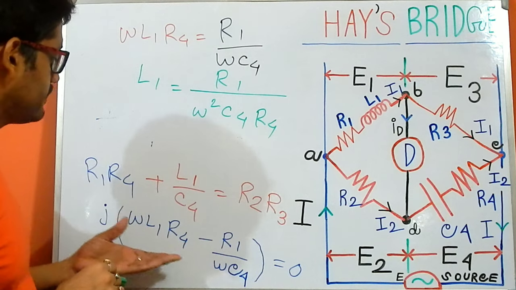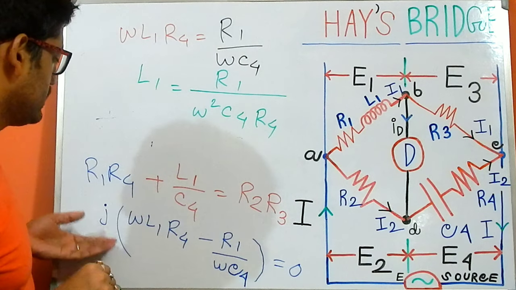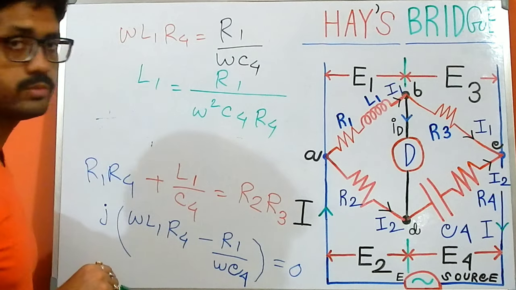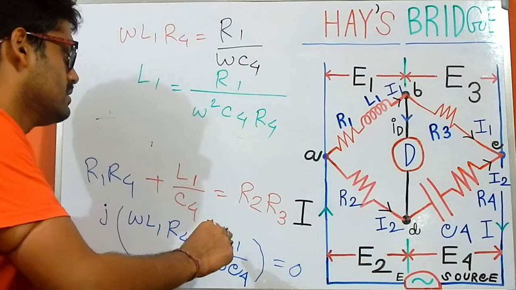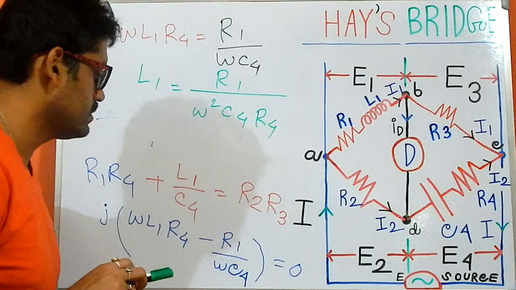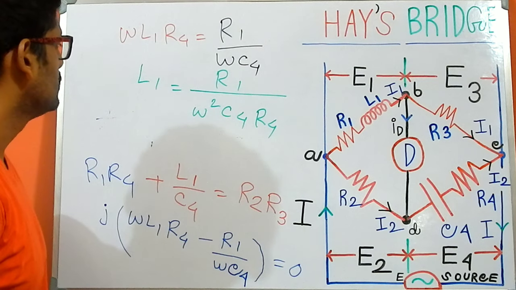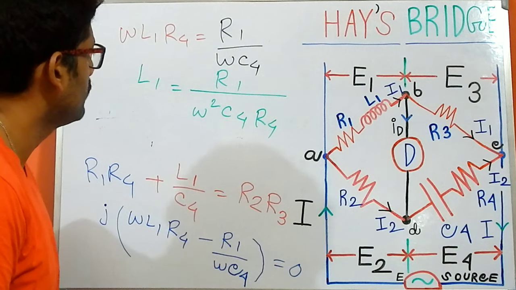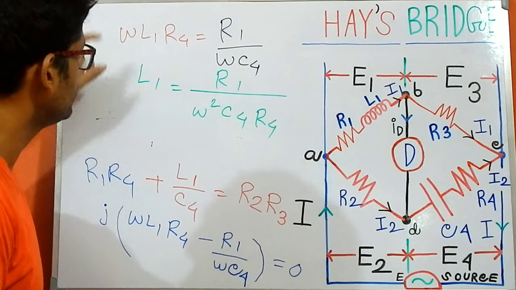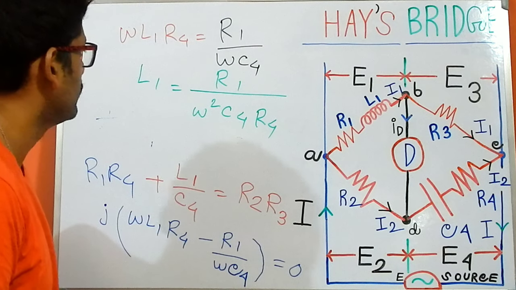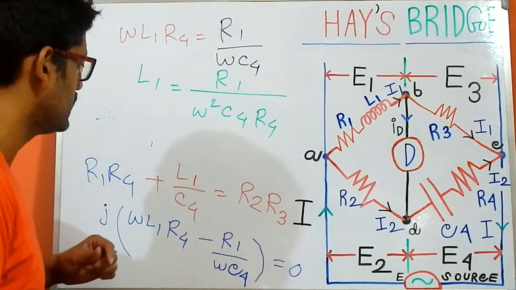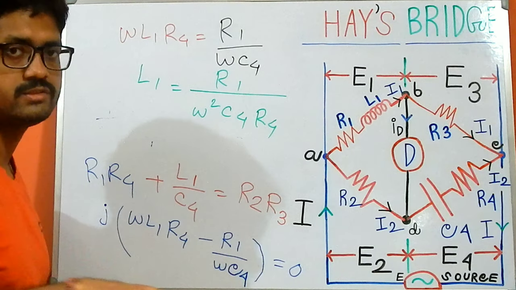I want to repeat this portion once again. I have taken this equation over here, and J multiplied by this factor is equal to 0. So this factor is also 0, and only this equation is present over here. I have taken this expression at the right-hand side of my equation: omega L1 R4 is equal to R1 divided by omega C4. And I have found the value of L1, which is R1 divided by omega square, cross multiplying with C4 R4. So this is our expression of L1, and if I put this value of L1 over here, I will get the value of R1. So let us do that.